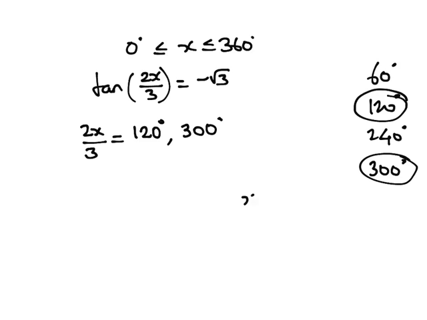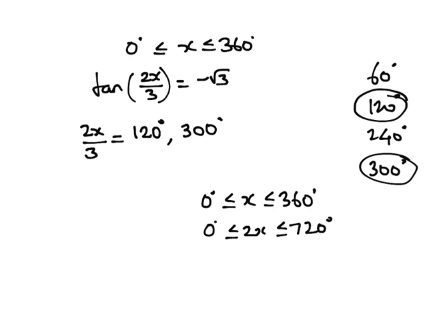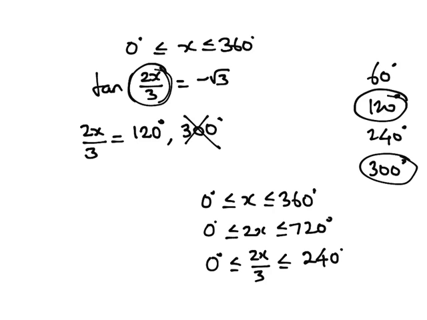Very simple. x lies between 0 degree and 360 degree. So it means 2x lies between 0 degree and 720 degree, isn't it? Multiply throughout by 2. But I have 2x by 3 here. So 2x by 3 lies between 0 degree and 240 degrees. So that means I cannot take this 300 because 300 is above 240.